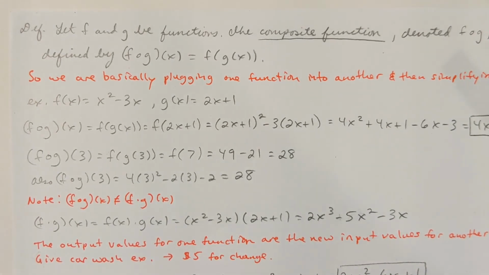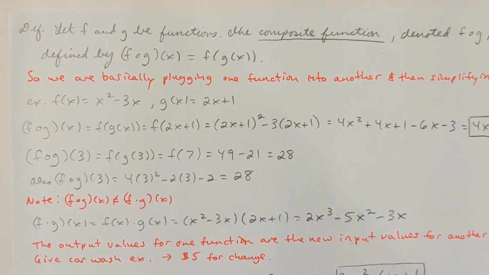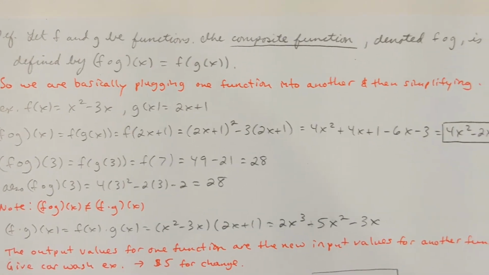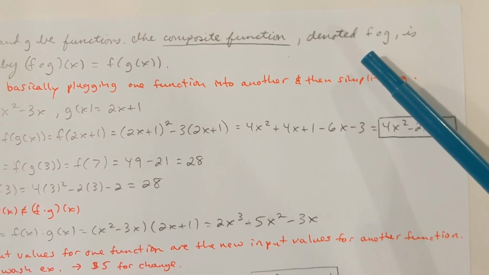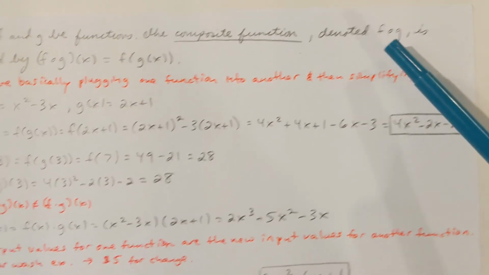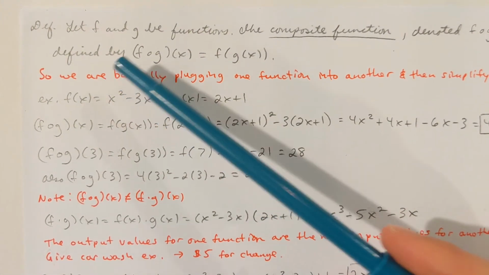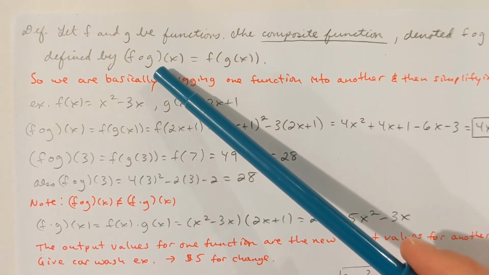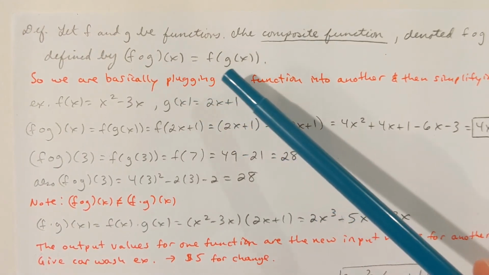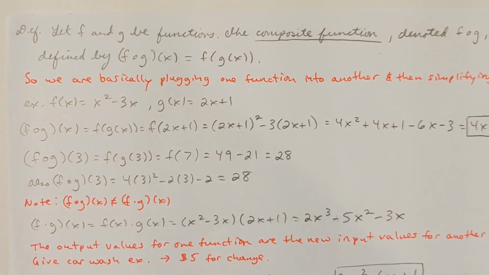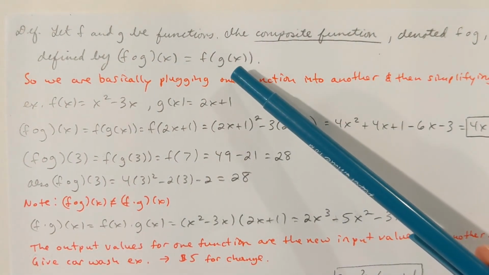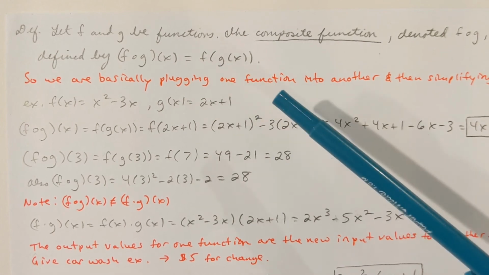So here's a definition. It says, let f and g be functions. The composite function, which is denoted, the way that we read this is to say f composed g, is defined by (f composed g)(x) = f(g(x)). Okay, so basically with function composition, you are plugging one function into another.